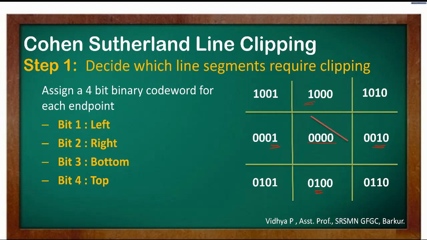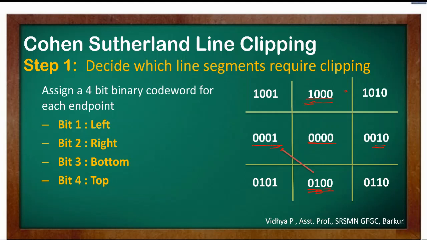Here one of the line endpoints is inside, so the code word is 0000, and for this particular line endpoint, the code word is 1000. Consider one more example. Here the code word for this endpoint is 0001, and this endpoint is 0100. Like this we can assign a code word for each and every endpoint.